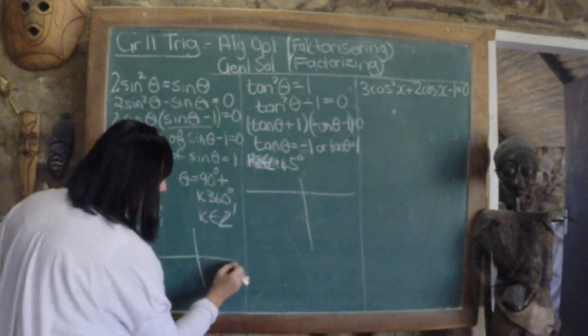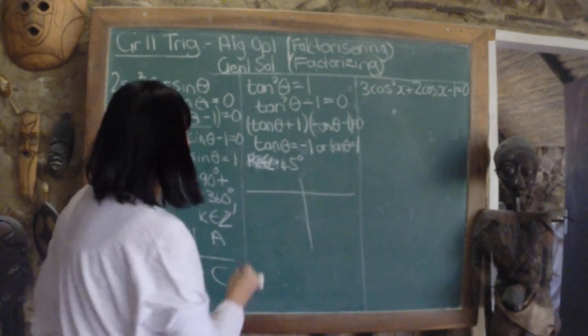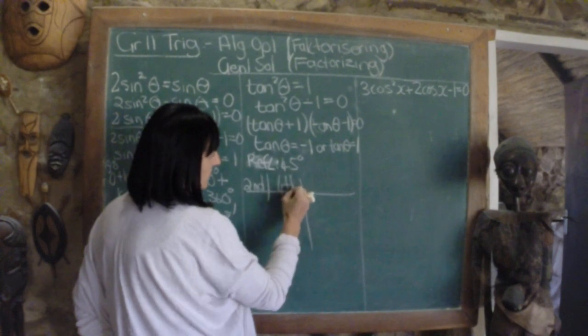If you think of your CAST diagram, the tangent is negative in the 4th and the 2nd quadrant. So it's the 2nd or 4th quadrant.